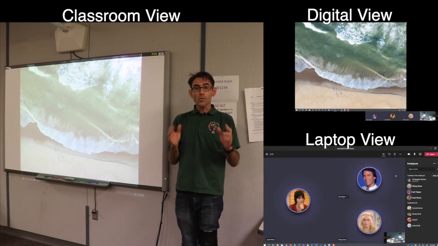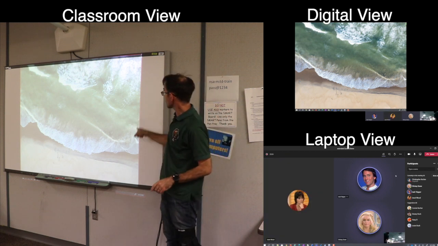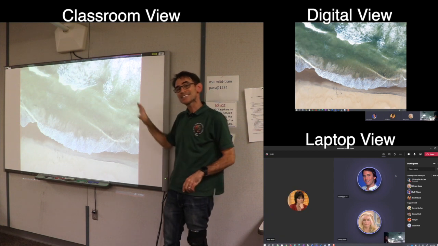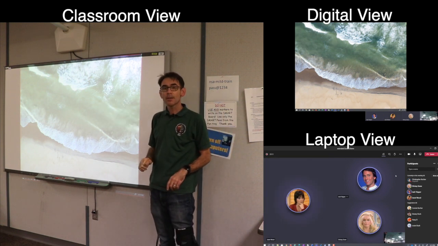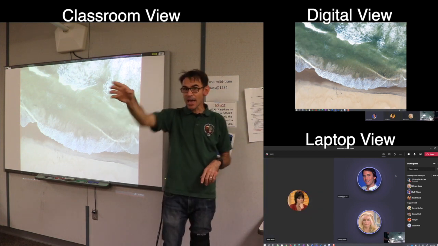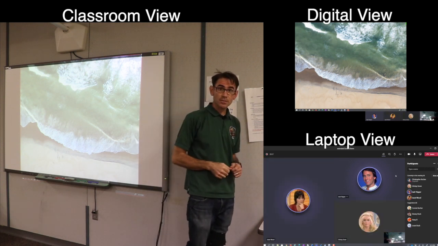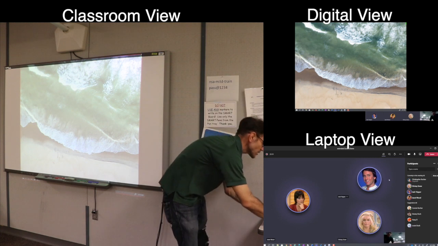And now what's happening is this. I have a red border around my smartboard window. That means anything I bring up over here, my students can see digitally and in the classroom. And on my laptop, I can still see my students. Best of both worlds. So let's see what this looks like.